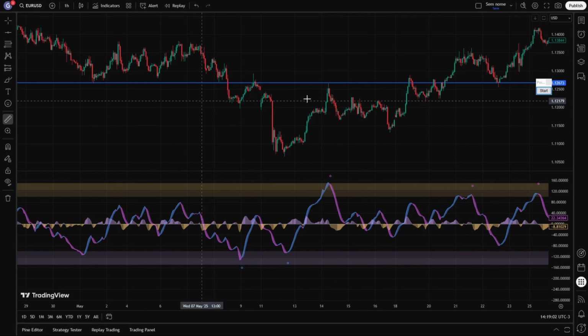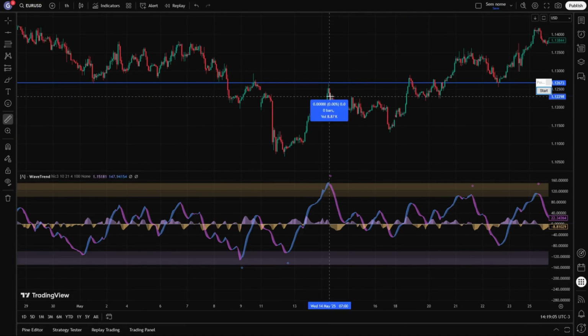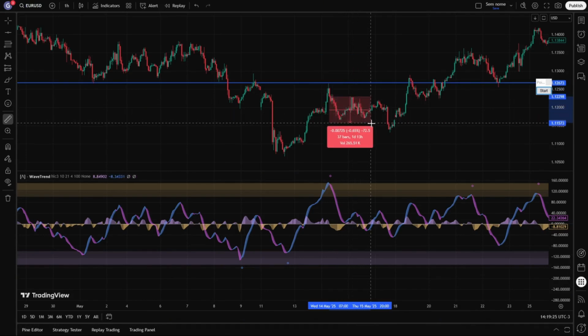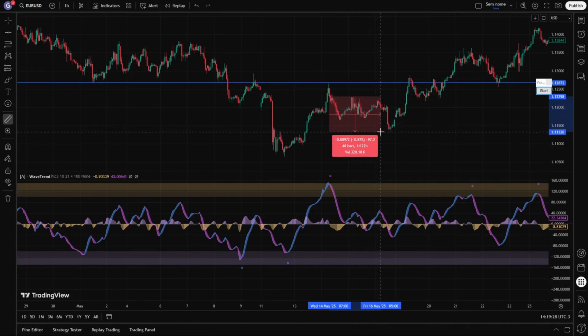How would we do that? Right at the close of this candle, we would place our entry. Our stop would be a little above the resistance, around 0.4%, and we would set our target twice as far down, that is, 0.80. And the chart ended up hitting it right around here.